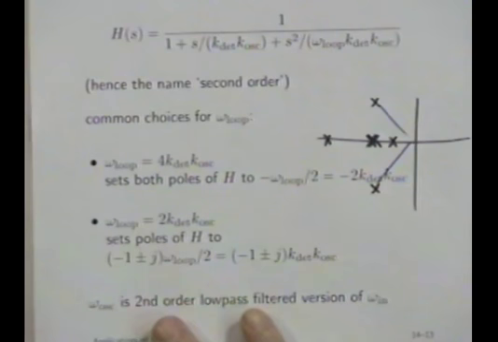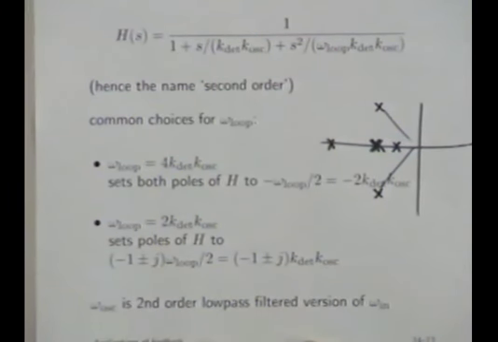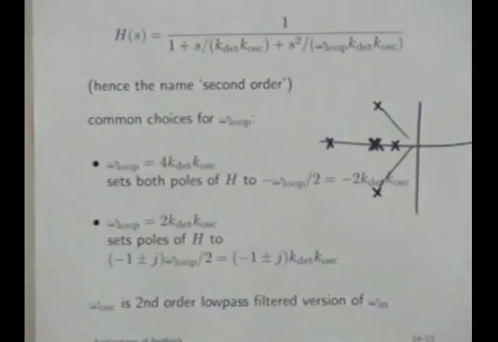This is the idea. You split the poles, and what you end up with is that omega os is the second order low pass filtered version of omega in. That's the way that works.